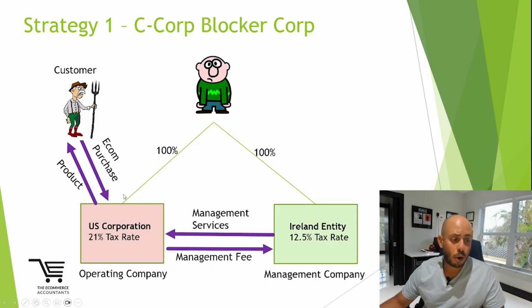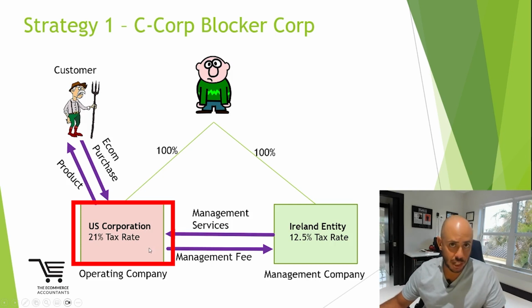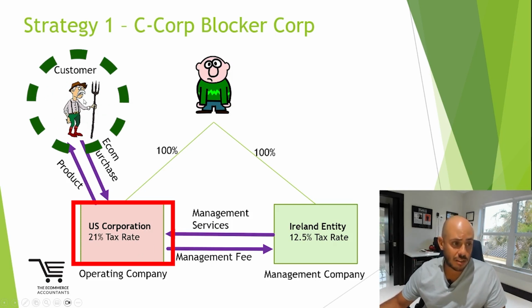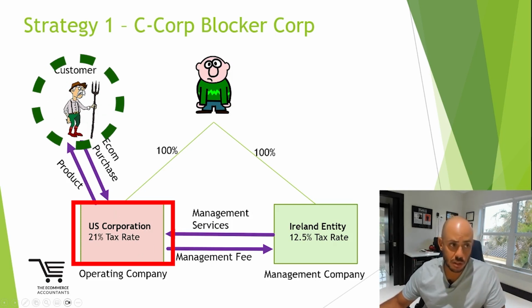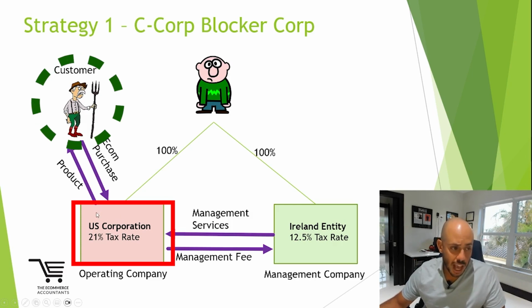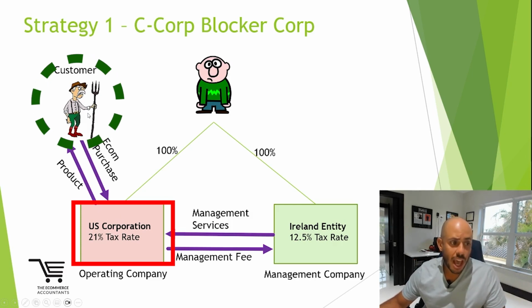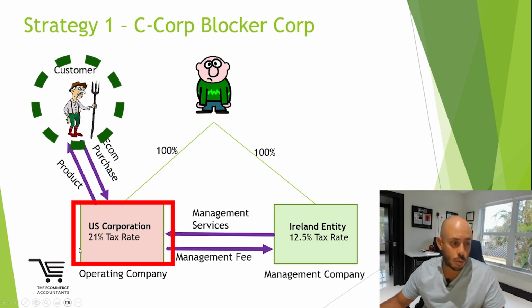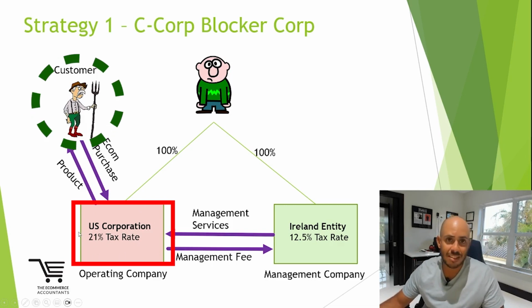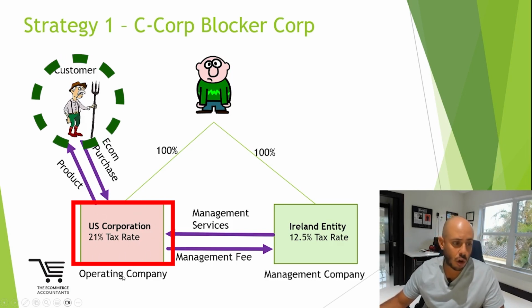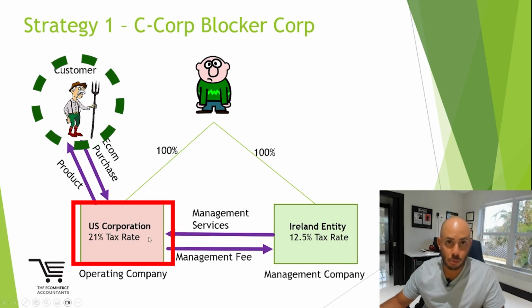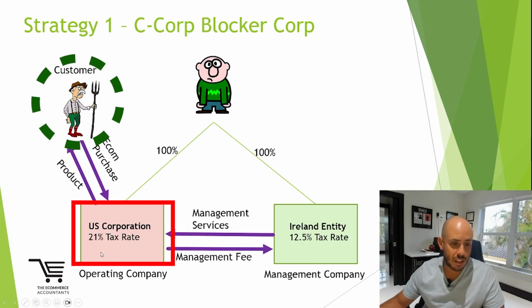Now, the purpose of the U.S. entity is to do all of the operations of the business, meaning this is the company that operates the entire U.S. brand. It has customers that do e-com purchases, and the products get shipped to the customers. And basically, this company is in the business of e-commerce. It owns the inventory, it runs the ads, it has its own bank accounts and credit cards. It handles all of the operations for the e-commerce part of the business.